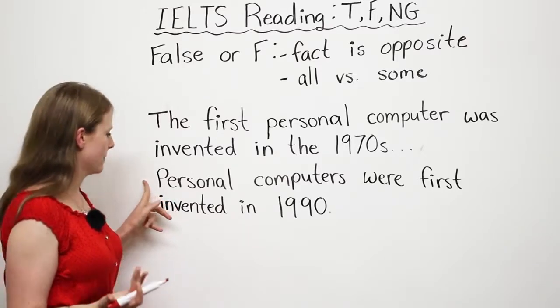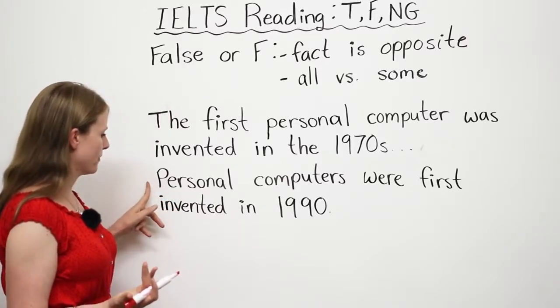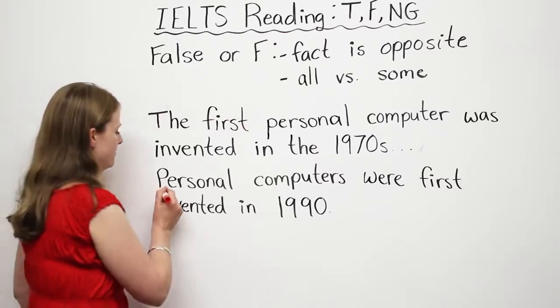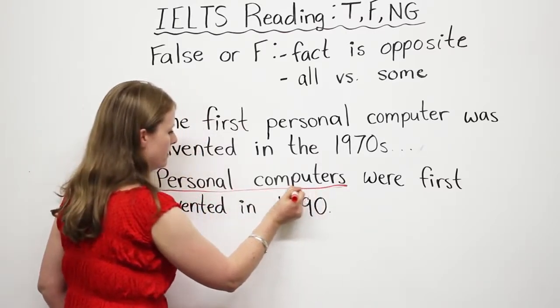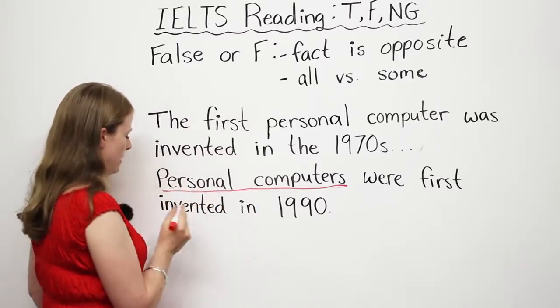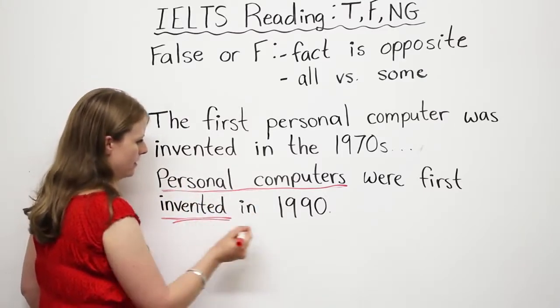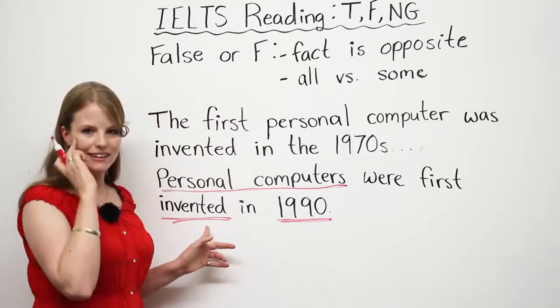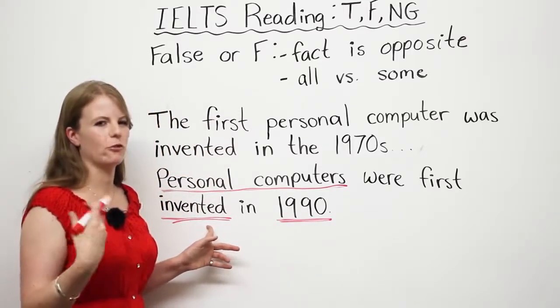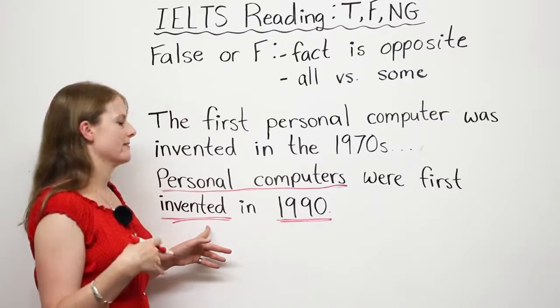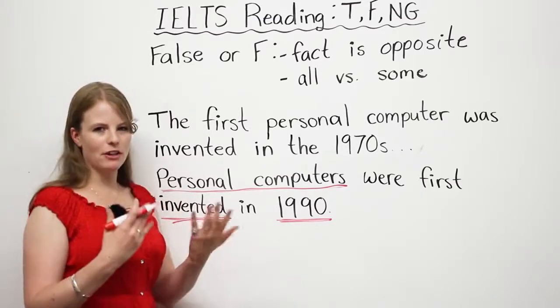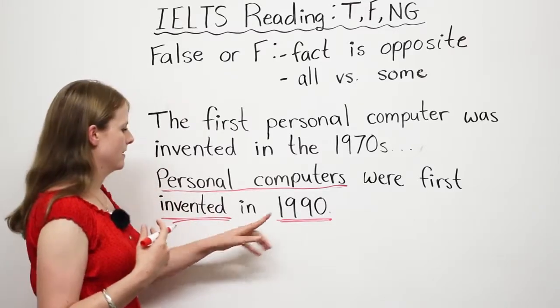First, I would look at the statement. Personal computers were first invented in 1990. I would underline keywords. So we're looking at personal computers. We're looking at when they're invented. And we're looking at a year. Okay, so I might try to think of different words for invented in my head quickly. Created. Manufactured. Maybe not true synonyms, but similar.